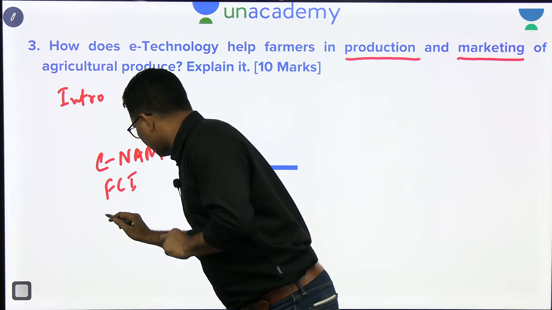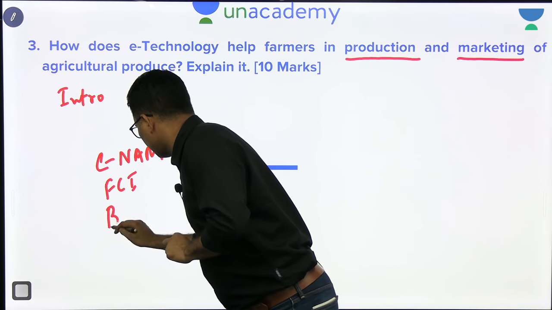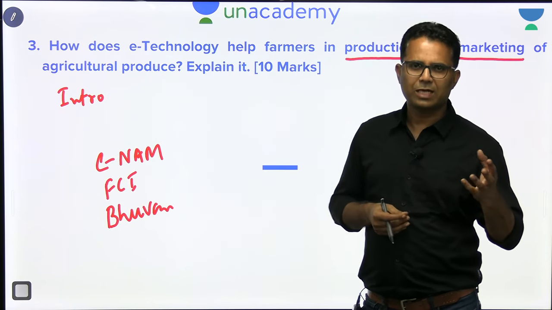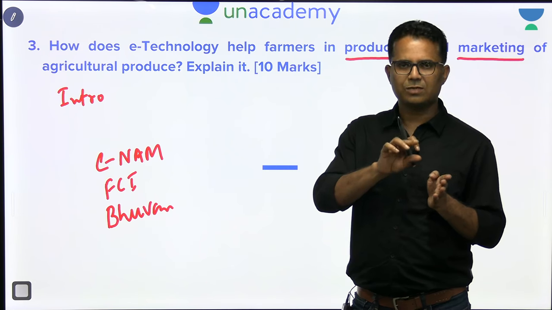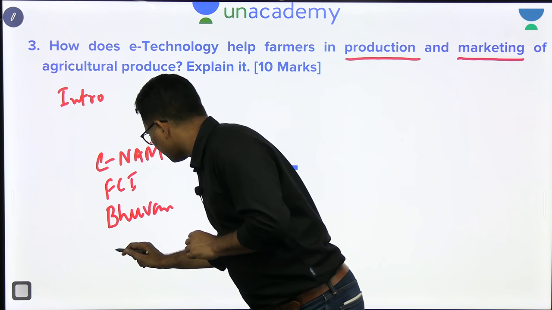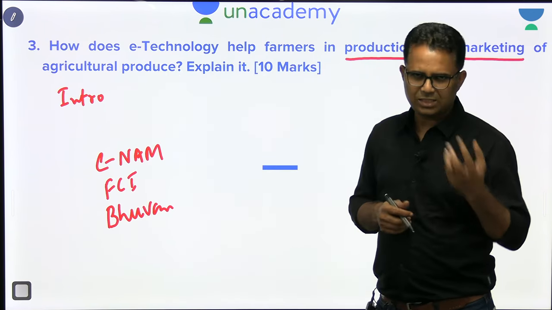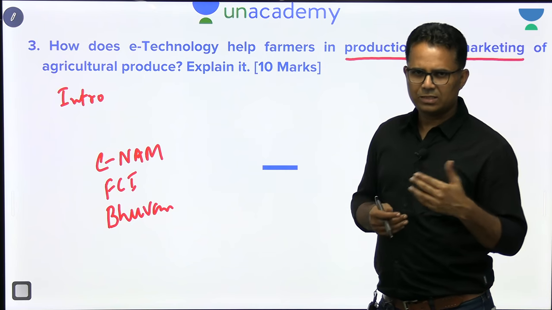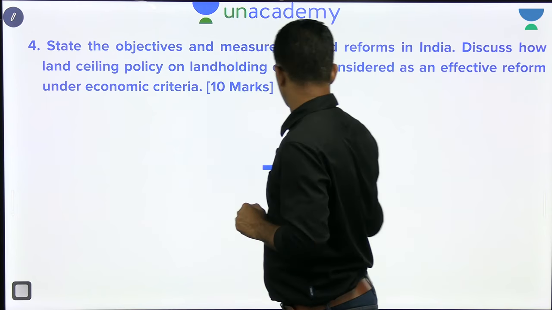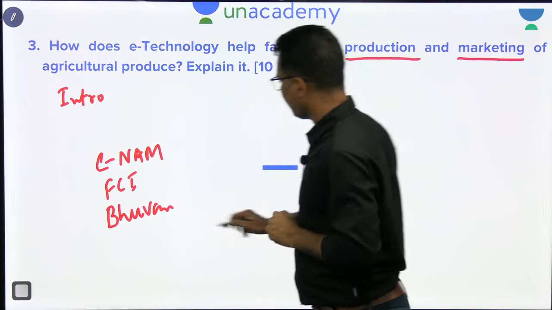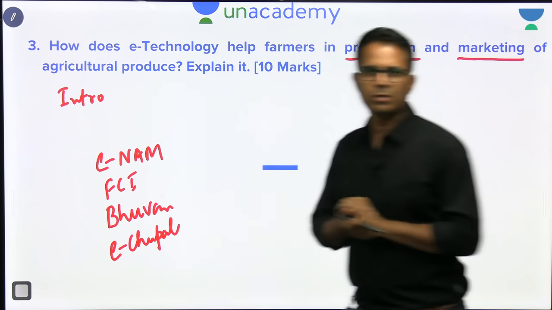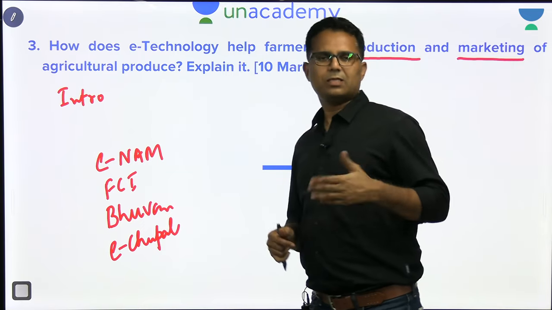Then, ISRO's Bhuvan app is there, which is helping farmers to directly connect with the markets, and they can sell their produce. And it is also providing various data, GIS level data, which is helping farmers in marketing their produce. Then ITC's e-Choupal is there. So all these things are helping in the marketing of produce.